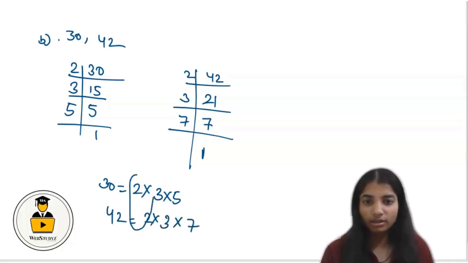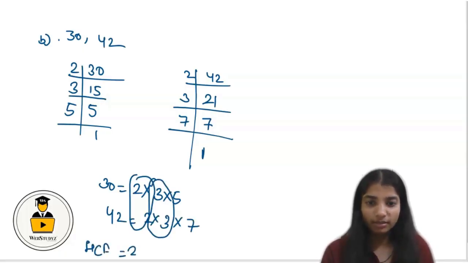Look here, 2 is common in both, and 3 is common in both. So the HCF is the product of the common terms, that is 2 multiplied by 3. When we multiply 2 with 3, we get 6. So we can say that 6 is the HCF of 42 and 30.